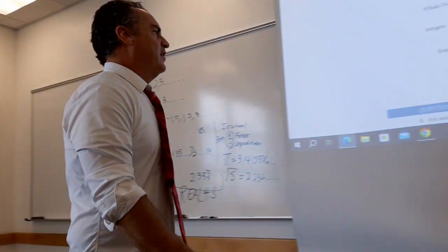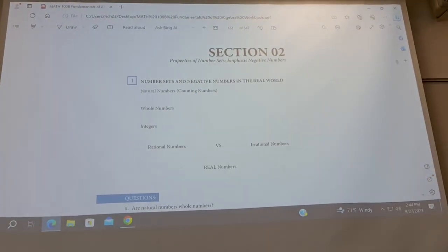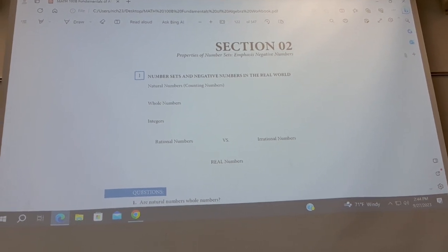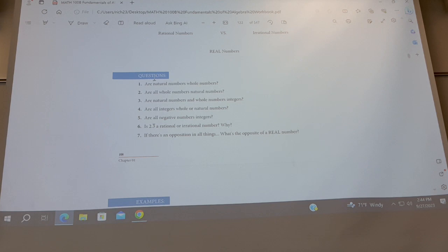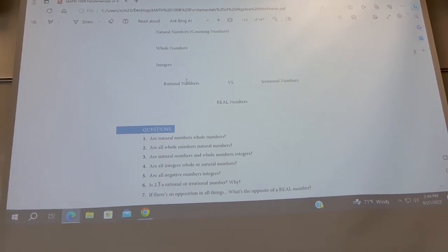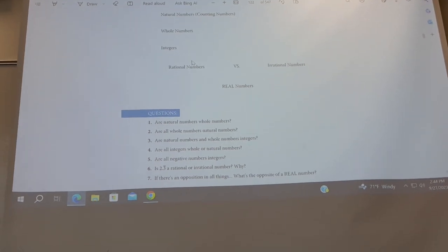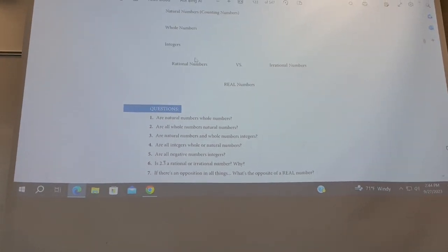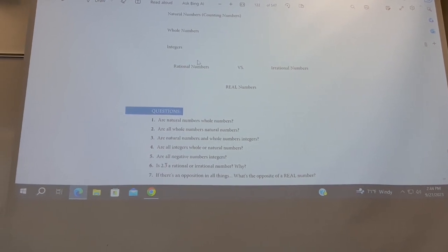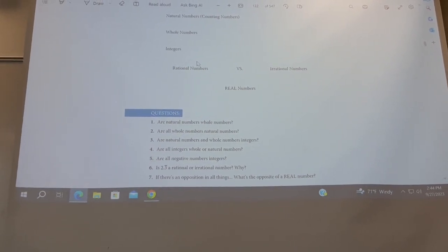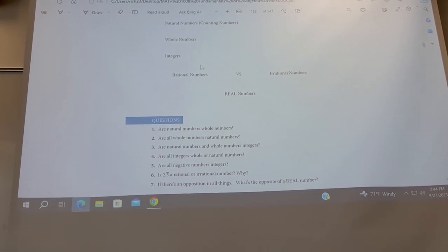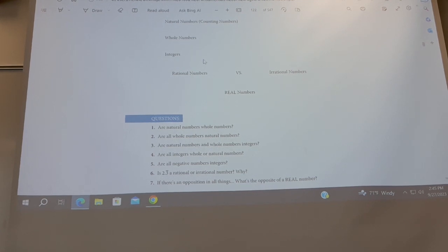All right. We asked these questions down at the bottom here. Are natural numbers whole numbers? Yes, they are. Are all whole numbers natural numbers? No. Are natural numbers and whole numbers integers? Yes. Are all integers whole or natural numbers? No. Are all negative numbers integers? No.